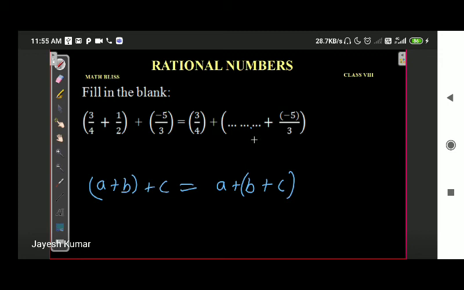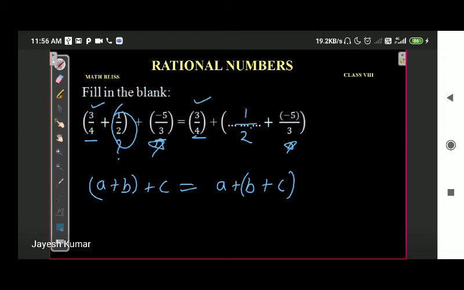We compare the terms. In the first part we have 3 by 4, in the second part we have 3 by 4. In the first part we had 1 by 2, in the second part we don't have 1 by 2. In LHS we have minus 5 by 3, in RHS we also have minus 5 by 3. So we have the underlined part same in both the RHS and LHS. We have the starred part same in both. The remaining part is 1 by 2. So our answer is 1 by 2. It is as simple as that. You fill in the blanks with the remaining term.